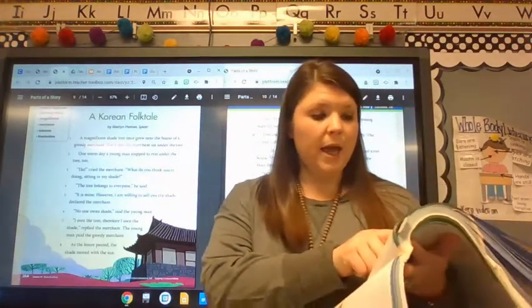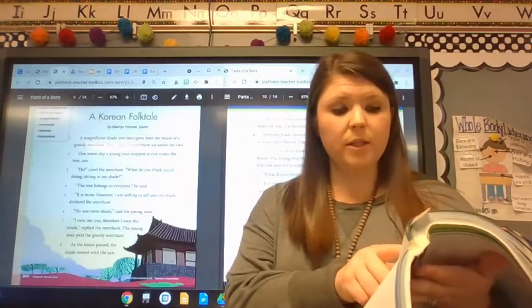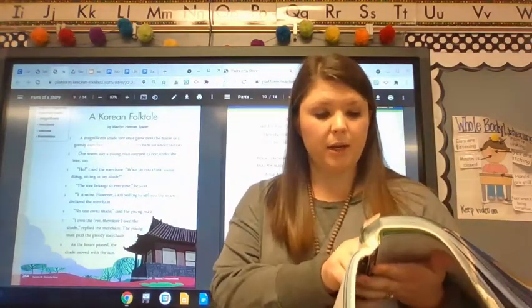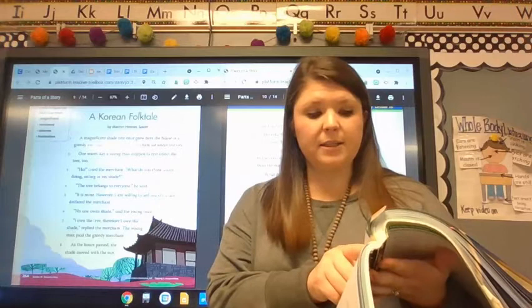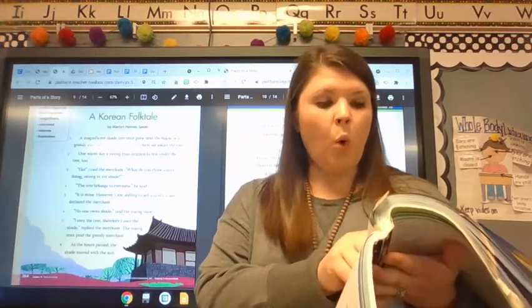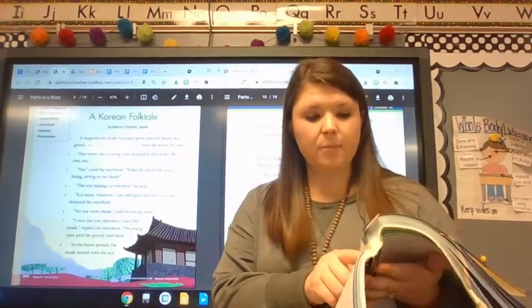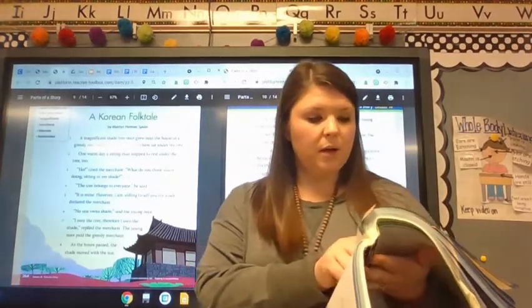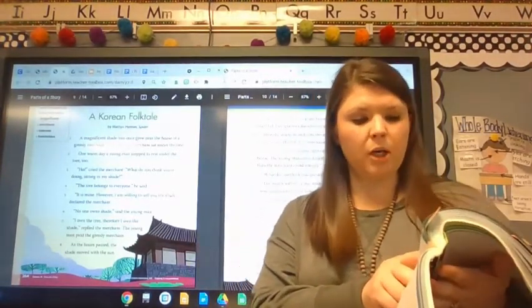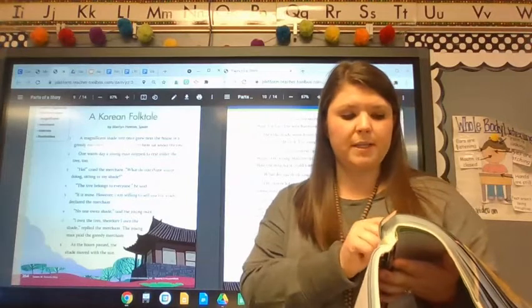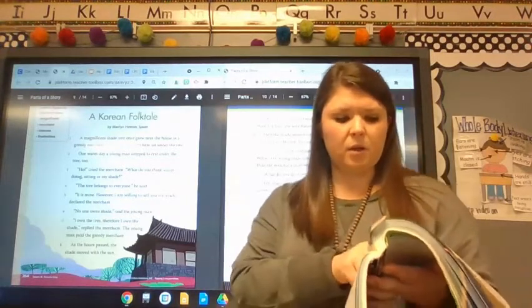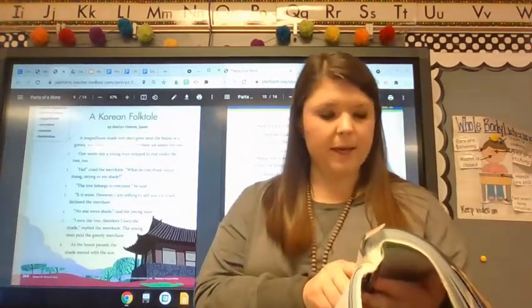Ready? Read. A magnificent shade tree once grew near the house of a greedy merchant. Every day the merchant sat under the tree. One warm day a young man stopped to rest under the tree too. "Ho!" cried the merchant. "What do you think you're doing sitting in my shade?" "The tree belongs to everyone," he said.